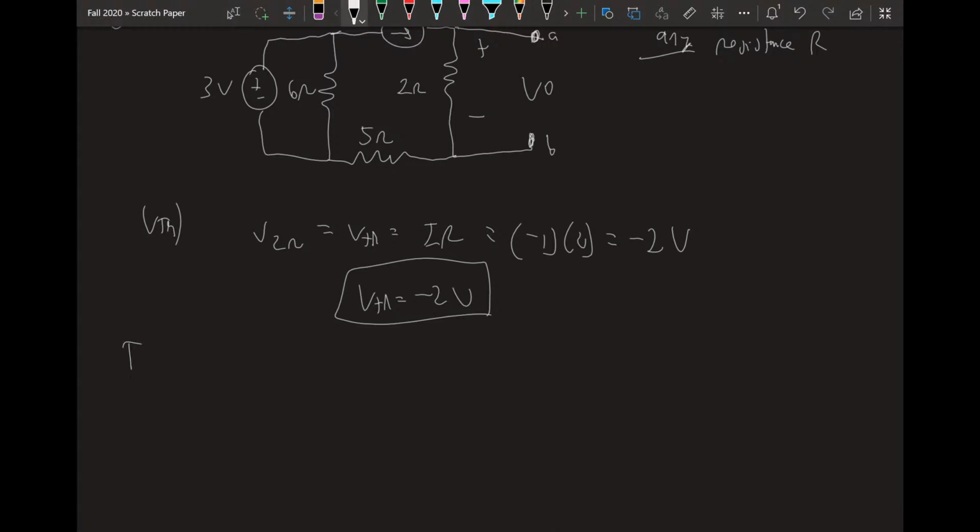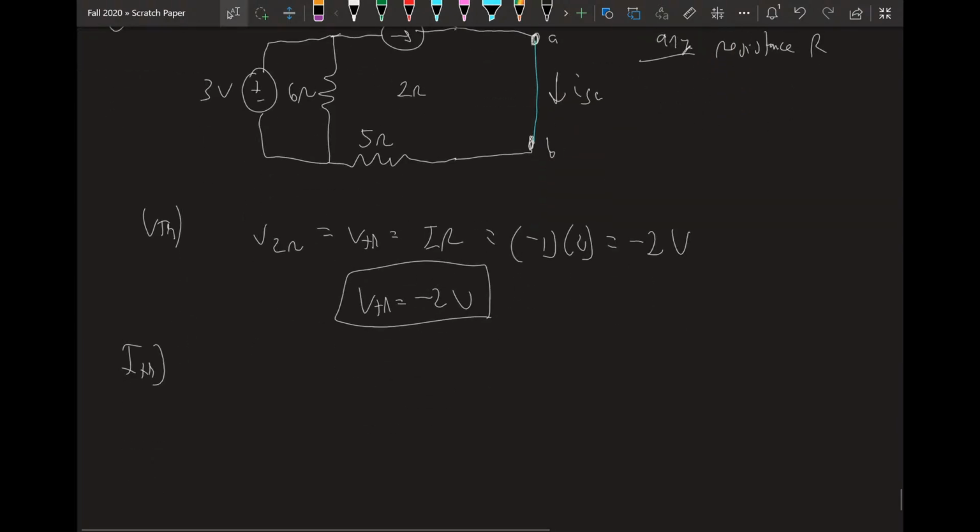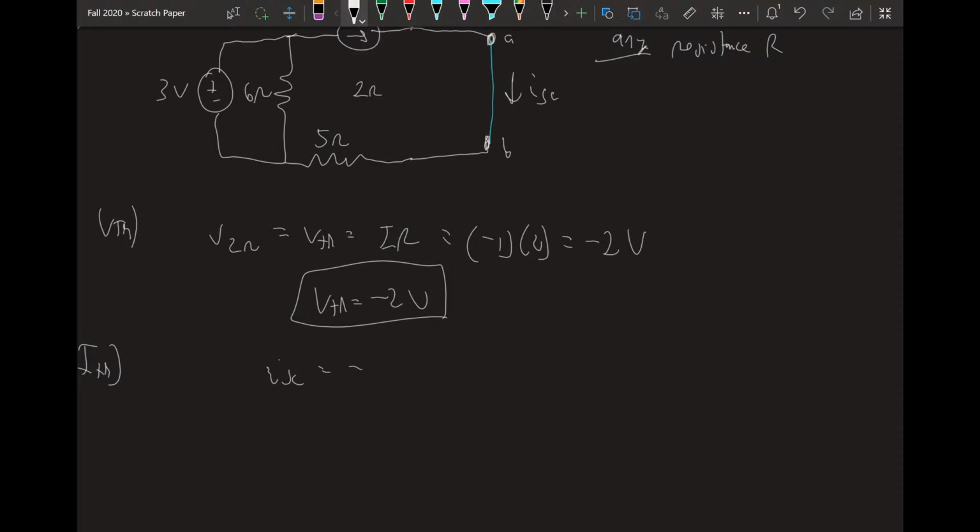Let's solve for I Thevenin. To find I Thevenin, we're going to short the terminals. So let's scroll up here and let's short them. Let's say we have a short here, and we want to find this current, I short circuit. Well, if these terminals are shorted, how much current goes down here? 0. No current goes down here. All the current from this branch goes into here, which means that the resistor gets shorted. And we can say, because of the current source, that I short circuit equals -1 amps, which equals I Thevenin.